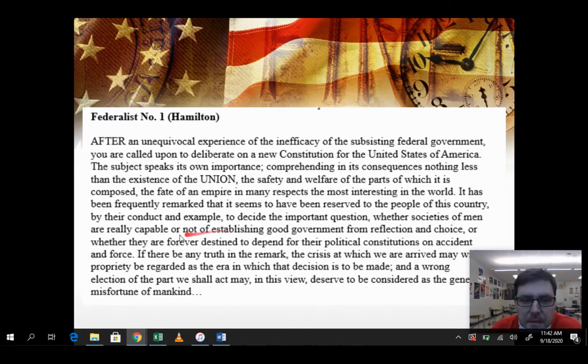Whether societies of men are really capable or not of establishing good government from reflection and choice, or whether they are forever destined to depend on their political constitutions on accident and in force. What does that mean? What question is he saying is so important?